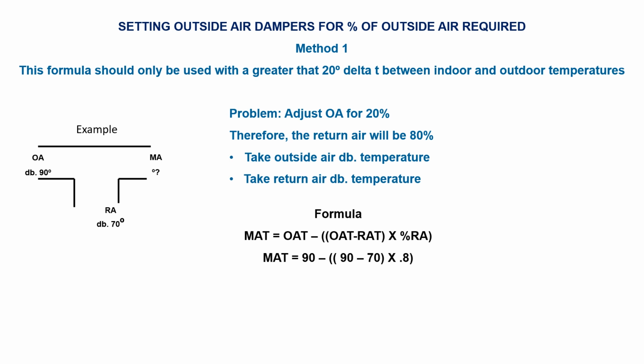Therefore, the mixed air temperature is equal to 90 minus (90 minus 70) times 0.8. Therefore, the mixed air temperature is equal to 90 minus 20 times 0.8. Therefore, the mixed air temperature is 90 minus 16, which gives us the mixed air temperature of 74 degrees. Therefore, we need to have the 74-degree air entering the air distribution system.